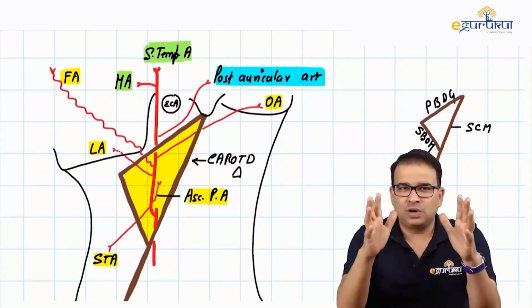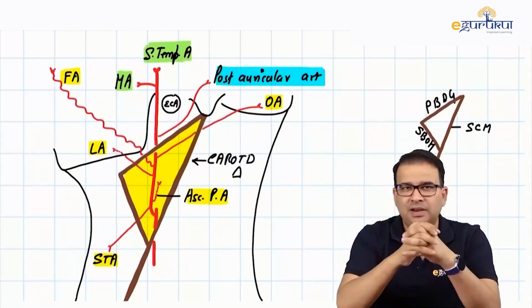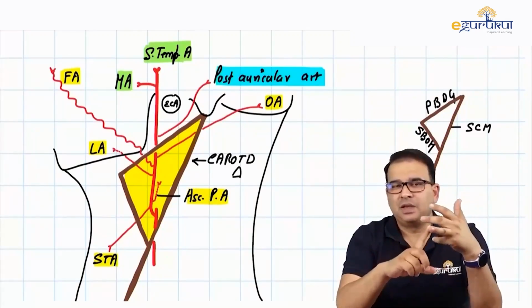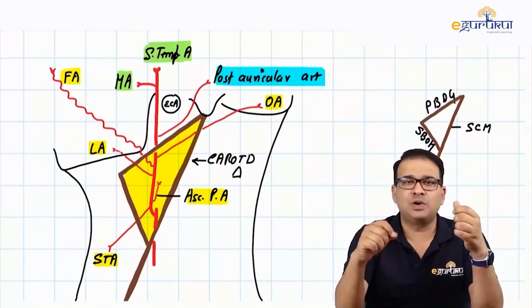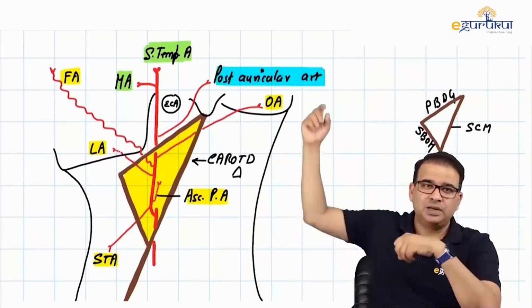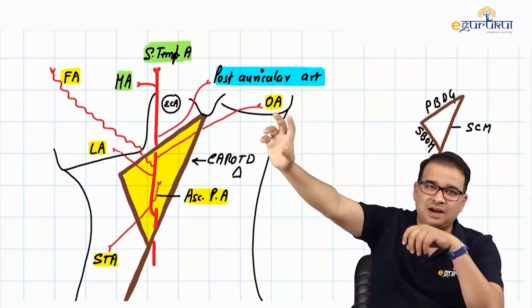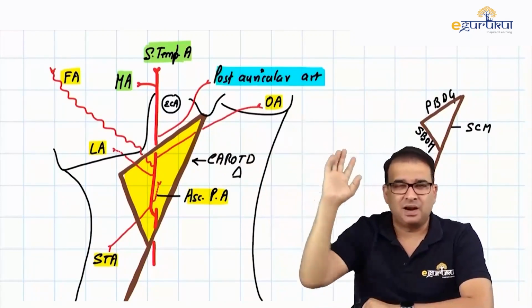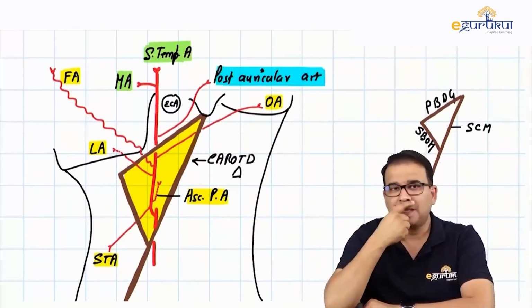So 8 branches in total, guys. See what all questions can be formulated there. If they ask what is the first branch of external carotid? Superior thyroid. What is the only medial branch of external carotid? Ascending pharyngeal artery. What are the terminal branches of external carotid? Superficial temporal, maxillary artery. What is the largest branch of external carotid? Maxillary artery itself.